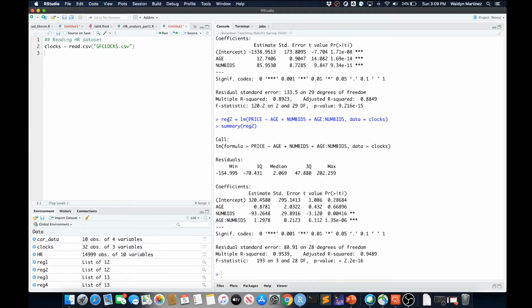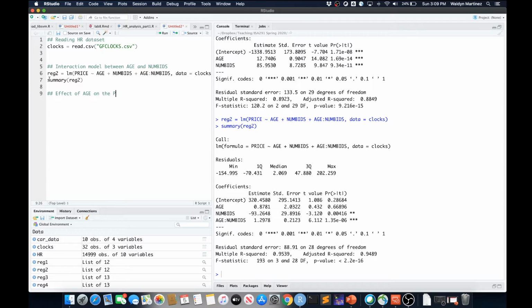So let me put the code in here, and I'm going to call this the interaction model between age and number of bidders. I'm just going to go ahead and paste this so that we can upload it in our code and you can actually practice with it.